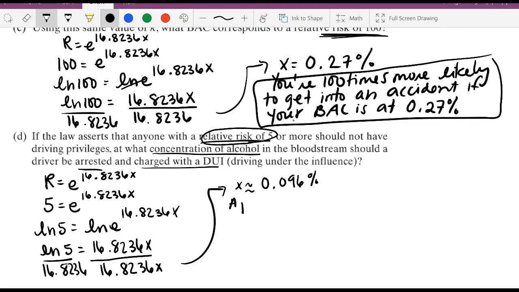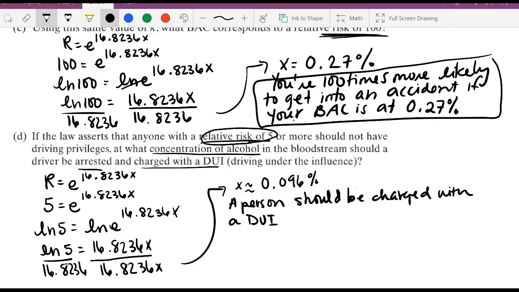A person should be charged with a DUI at a BAC of 0.096%.